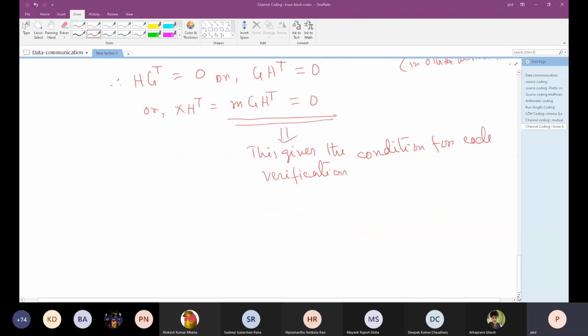Now, usually, however, because as we have seen, because we are in the binary domain, any sum of two binary codes can be any valid code. So therefore, how do we determine what is the correct code if there is an error? Now the problem is that this will give the verification, but in case of error, how is the correct code recovered?